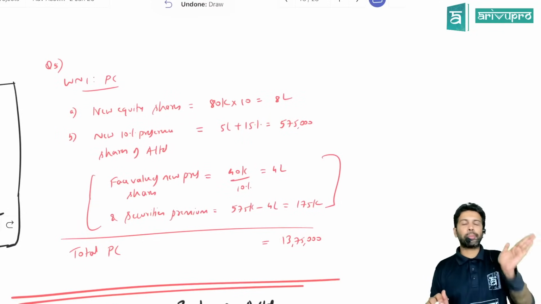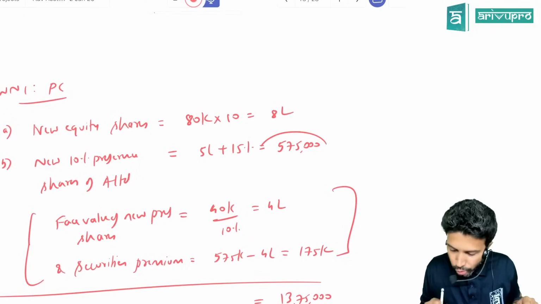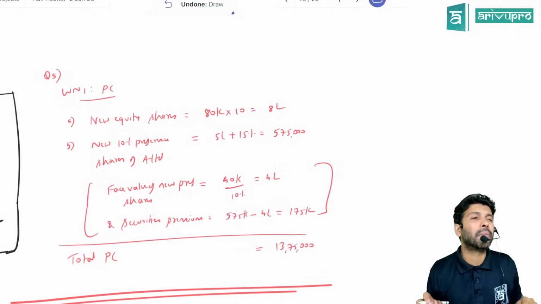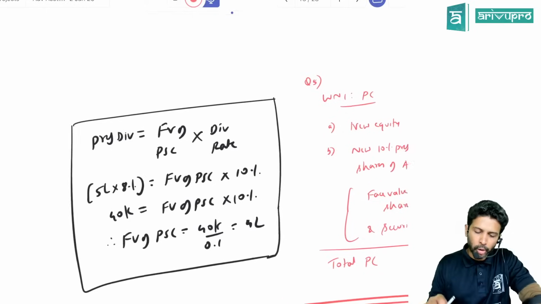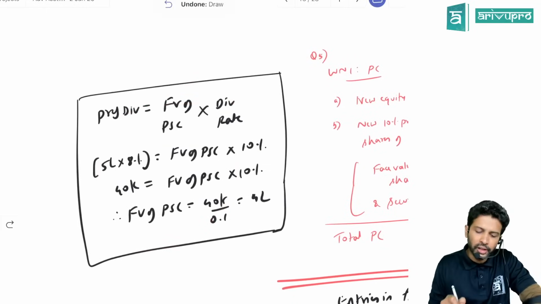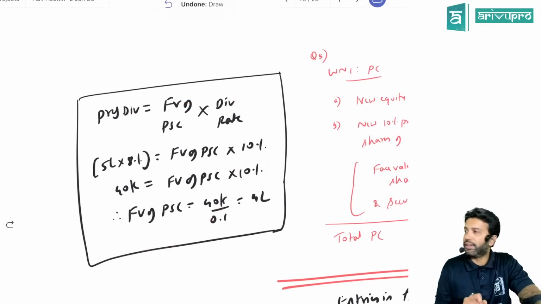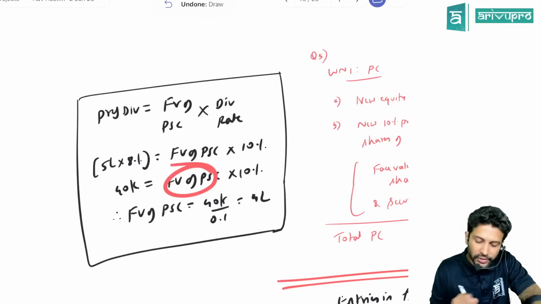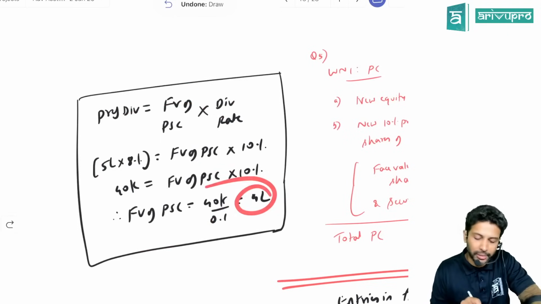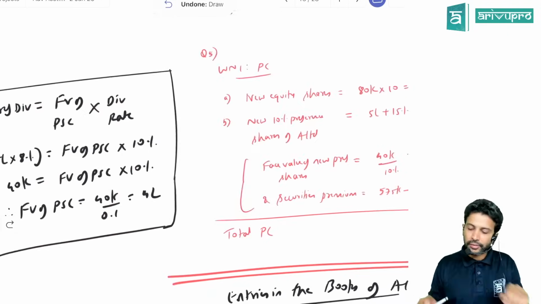Since they ask us to prepare the journal entry and balance sheet, are these new preference shares issued at par or premium? Premium. So how to calculate? I've just brought it out over here. It's the same way I explained over here. Existing preference dividend is how much? 40,000. New preference dividend is how much? 10%. That means what is the face value of preference share capital? 40,000 divided by 10%, which is 4 lakh. That's what I've calculated over here.